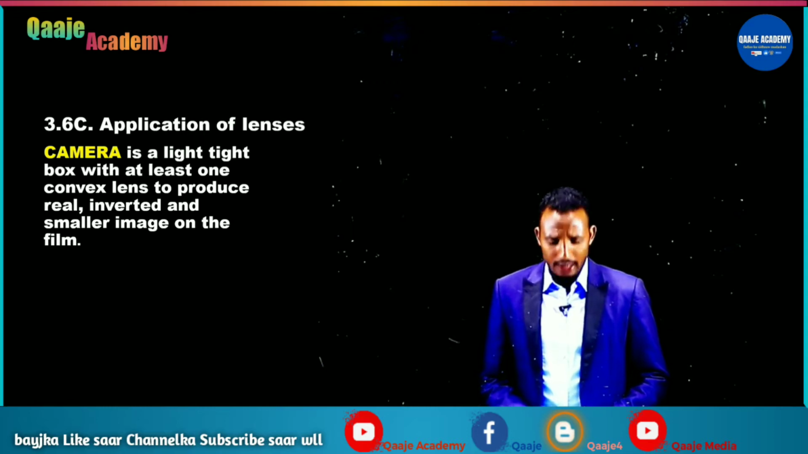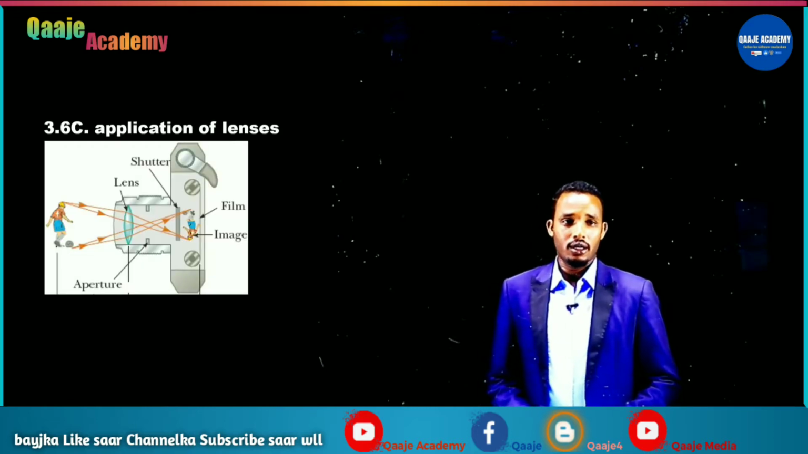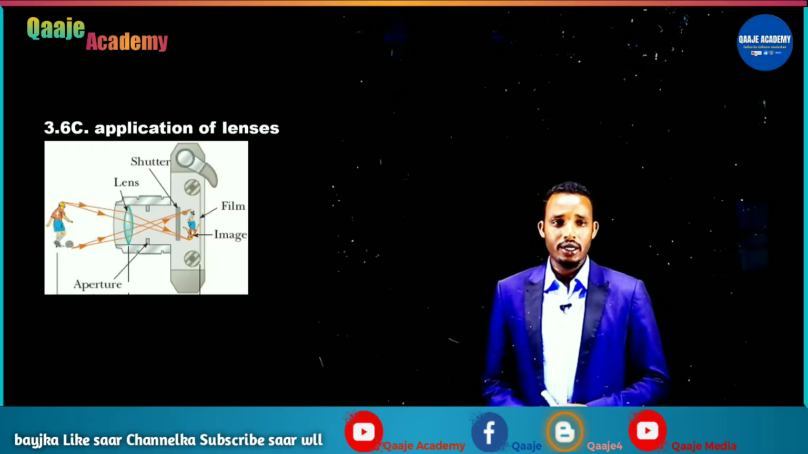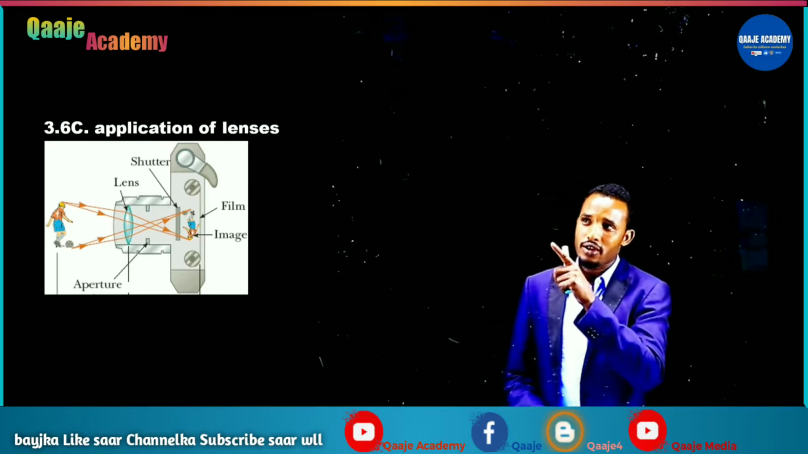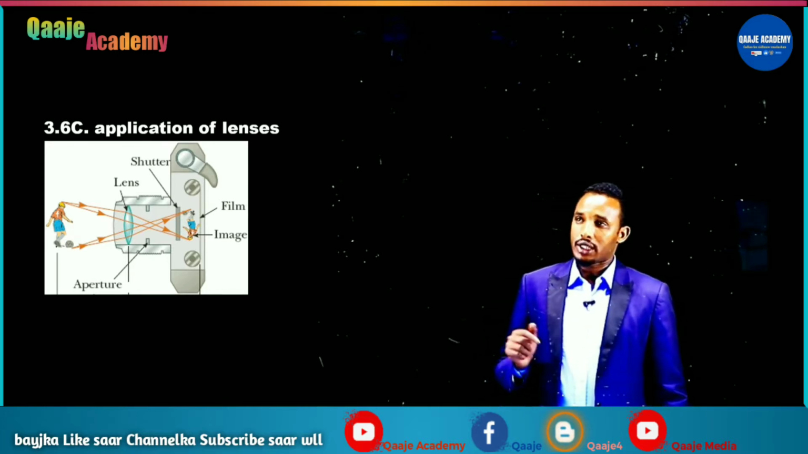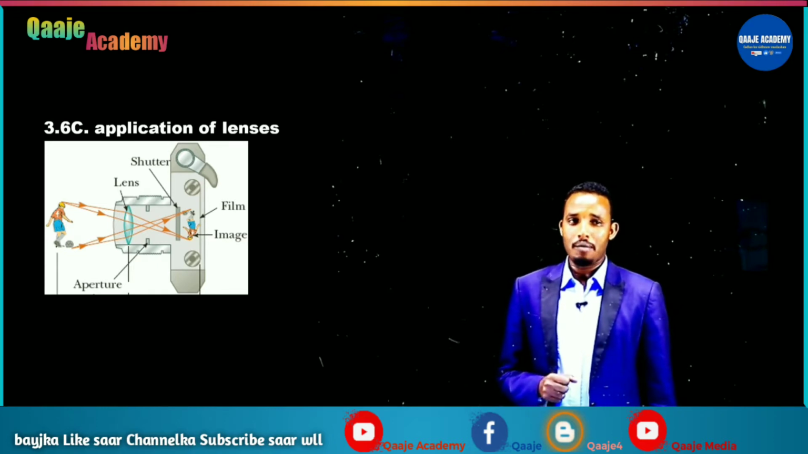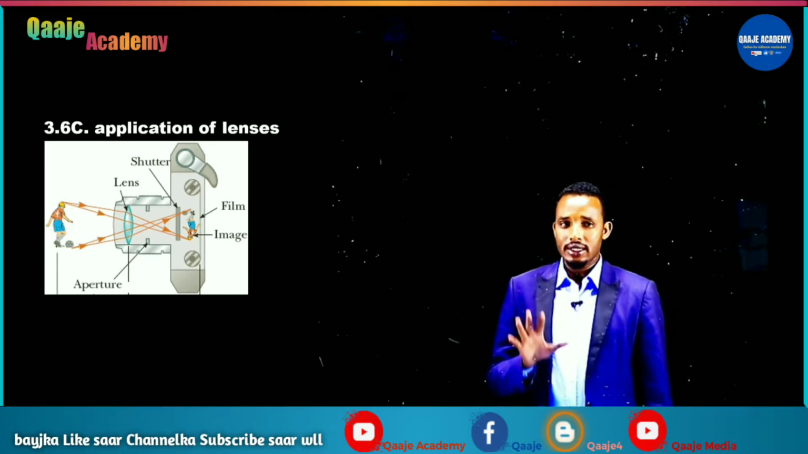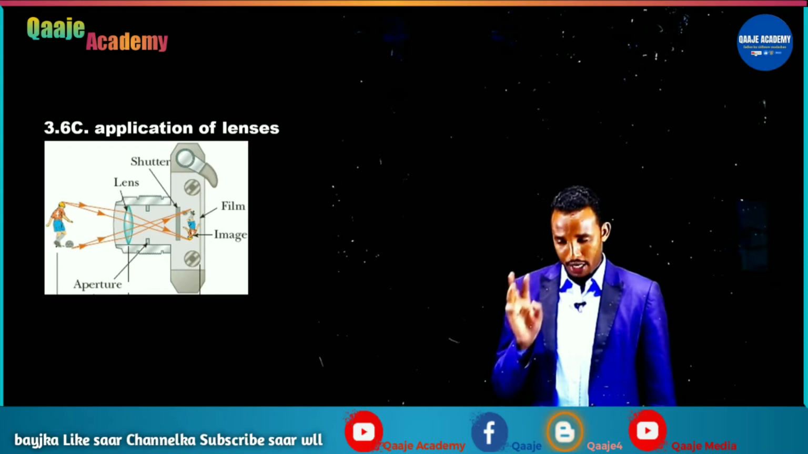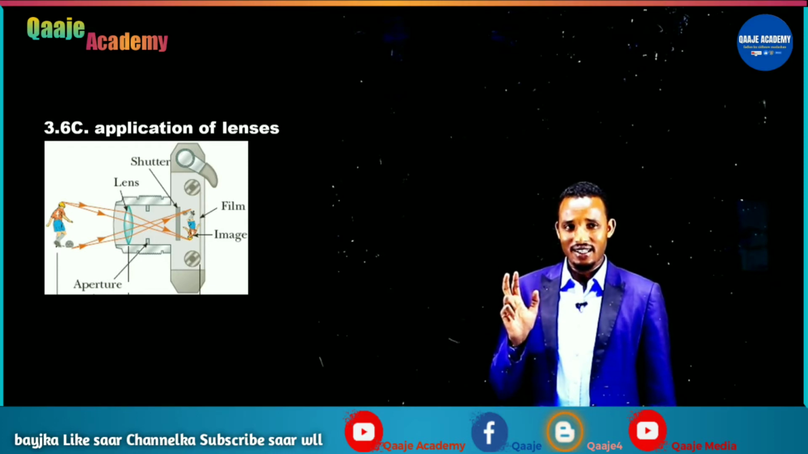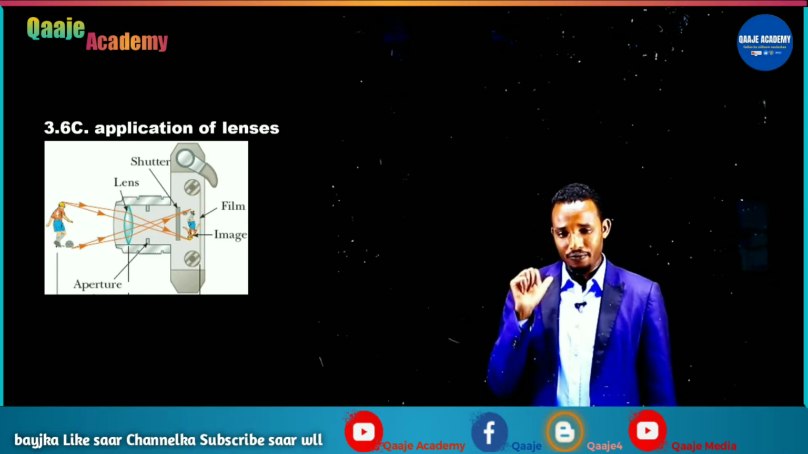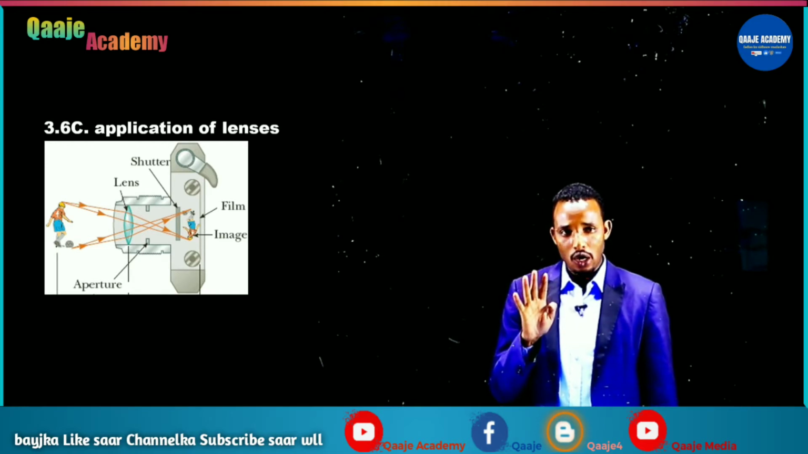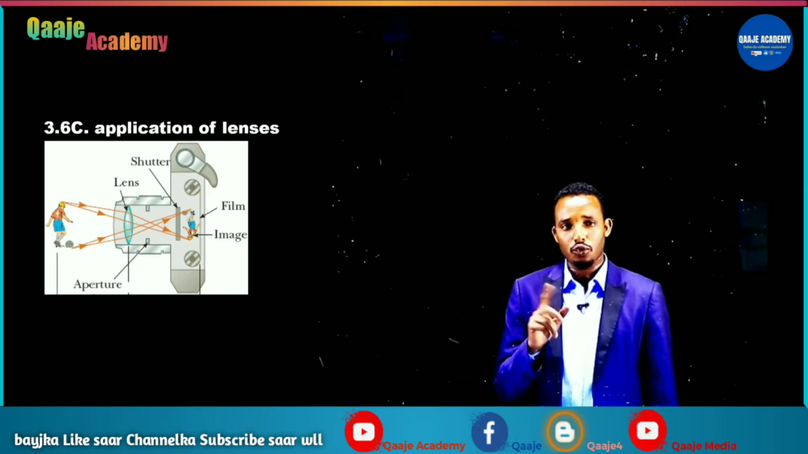Okay, now the structure of the camera. The main parts of the camera related to the formation of image are shown on the figure. Look: shutter, lens, aperture, film. These four parts, we will see the function that each one performs.